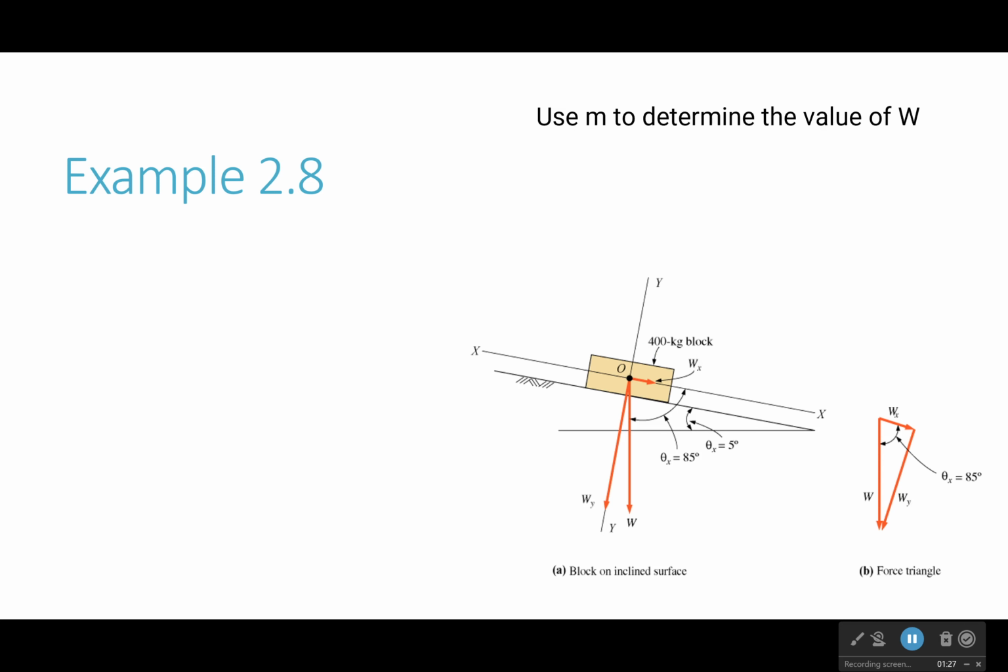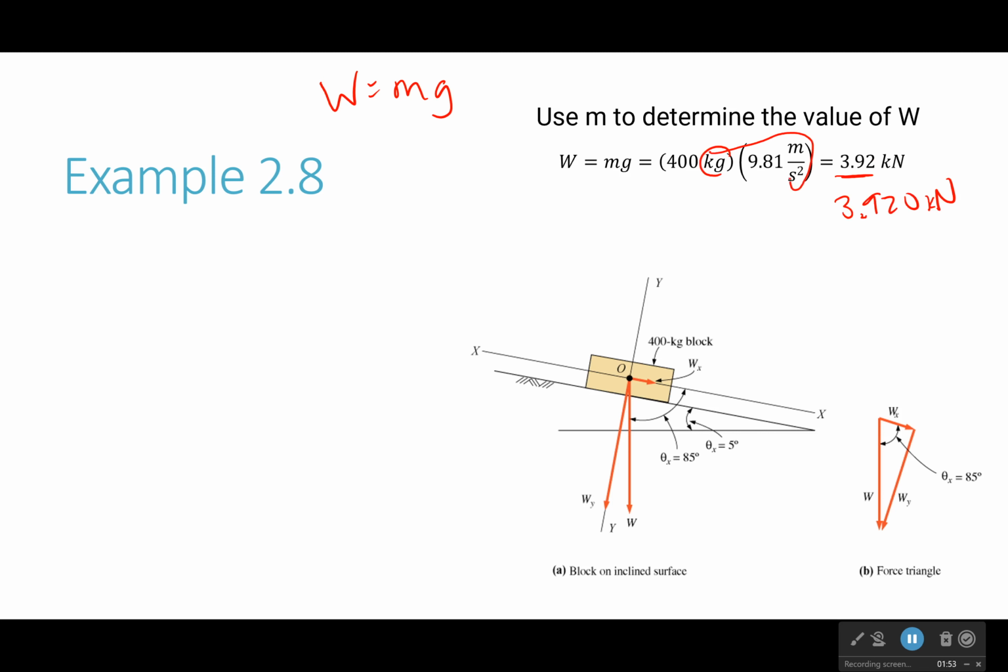First up, we're going to use M to determine the value of W. Remember? Weight equals mass times gravity. That's another equation that you should probably memorize. I plug it in. 400 kilograms times 9.81 meters per second squared. It's going to come out to be 3.92 kilonewtons. It technically comes out to be 3,920 newtons, but just to make it sound nicer, I say 3.92 kilonewtons. If you're wondering where the newtons came from, a kilogram meter per second squared, that's a newton.